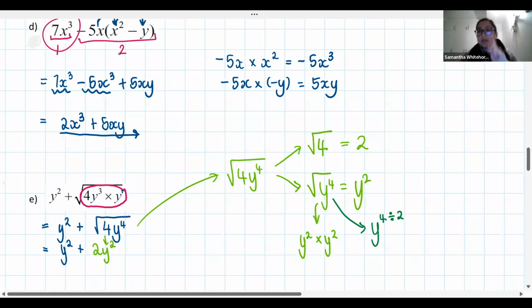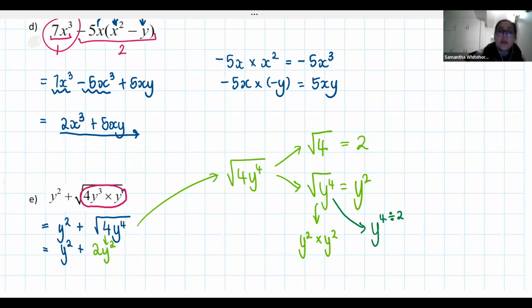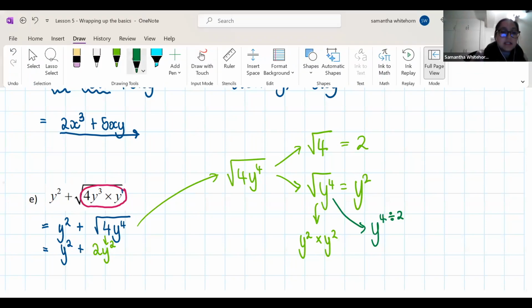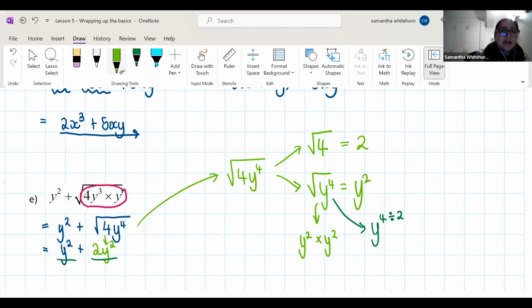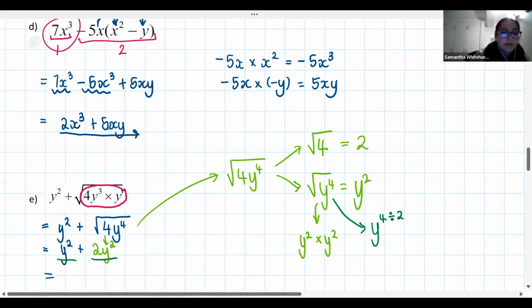And now this goes back to what Nkululeko said. We check if we've got like terms. We do have like terms here. I can see that I've got a y squared and a 2y squared. So I can add these two terms together to simplify further, giving me my final simplified answer of 3y squared.